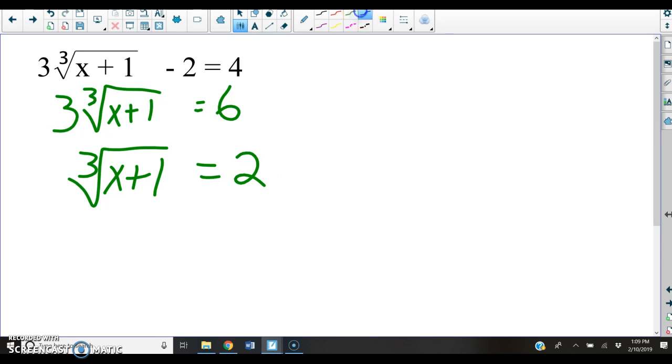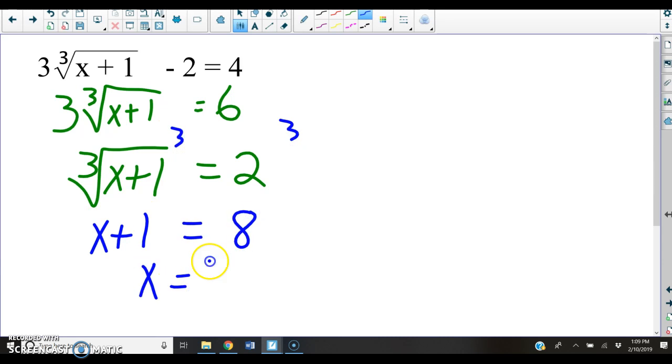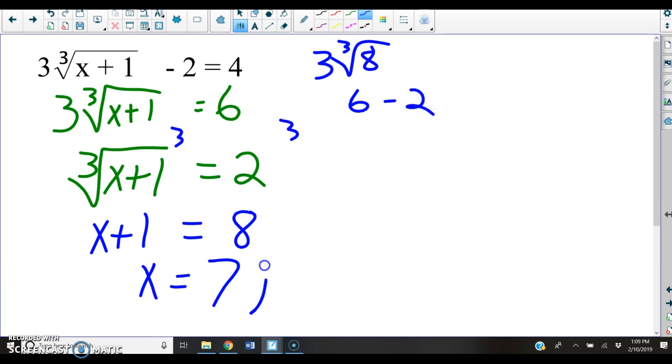Okay, now we will go and cube both sides. So we'll get x plus 1 equals 8. Subtract 1, we will get 7. And go back and check it. 7 plus 1 is 8. The cube root is 2, times 3 is 6. 6 minus 2 is 4. It does work.